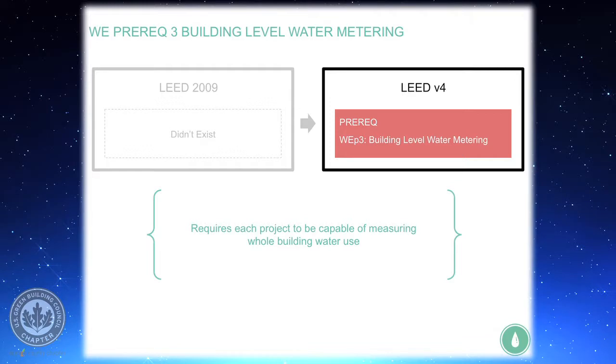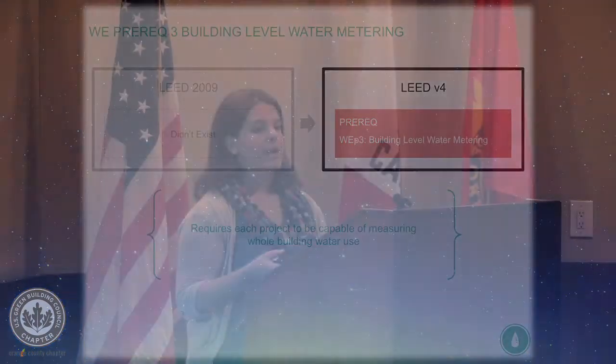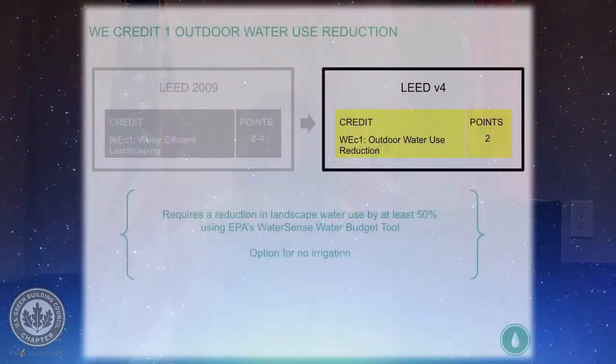We've added a new prerequisite for building level water metering. You'll see a similar change on the energy side. This is true of BD&C and EBOM rating systems as well as residential. So each building needs to be capable of measuring their whole building water use. And so in a campus application, does anyone use campus here? Just a couple? So in the campus application, each building on the campus that's going through certification would need to have that building level meter.